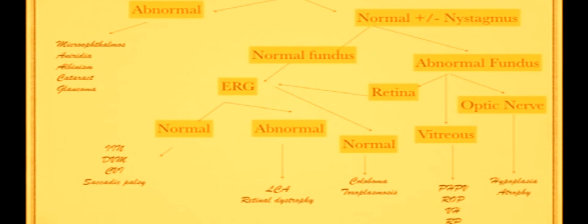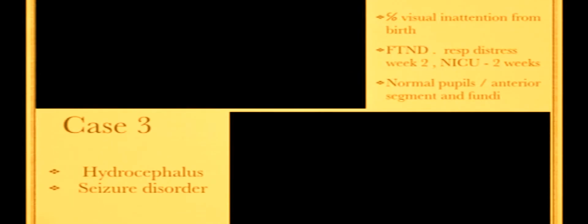Then saccadic palsies. If ERG is abnormal, you can get the diagnosis based upon the ERG, like Leber's amaurosis or other retinal dystrophies. And when the fundus is abnormal, it is easy to diagnose based on what you see in the fundus. Sometimes it could be because of optic nerve pathologies like optic nerve hypoplasia, optic atrophy also can cause low vision. There could be vitreous anomalies. So a detailed exam is very important.